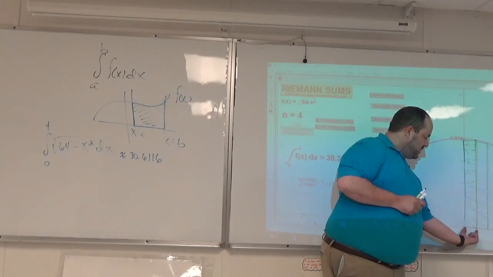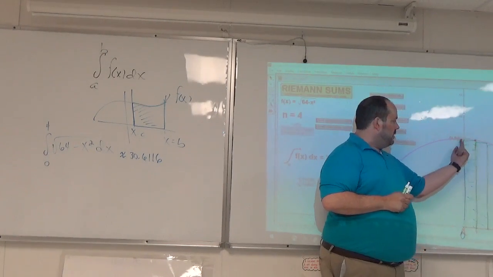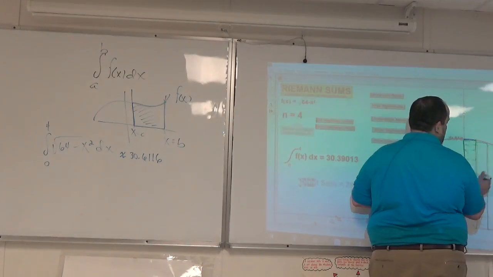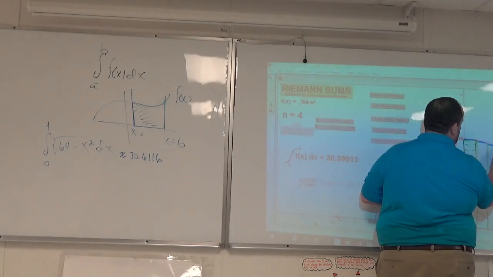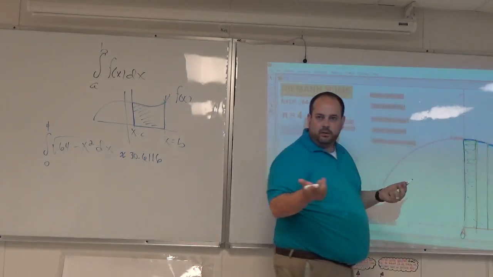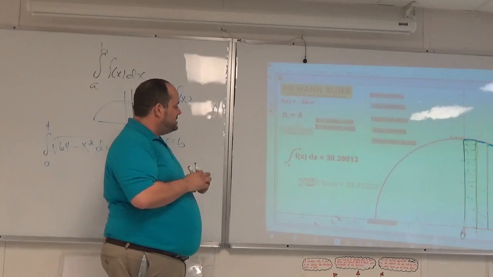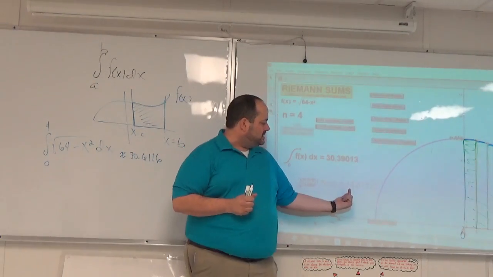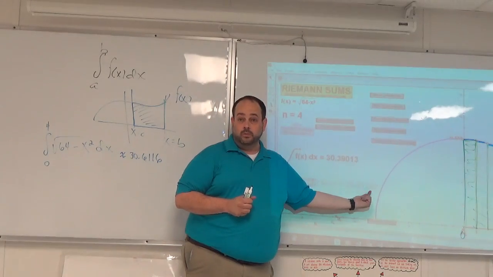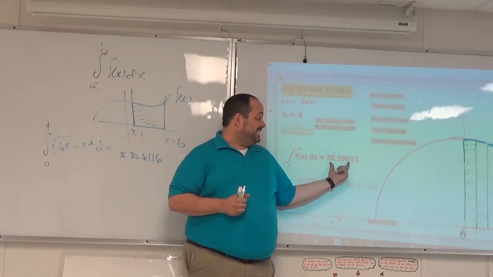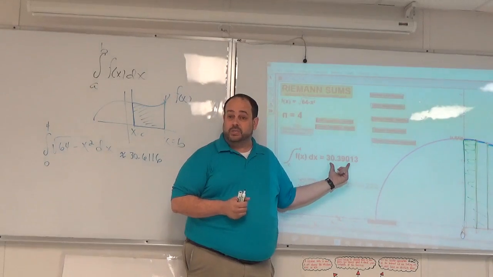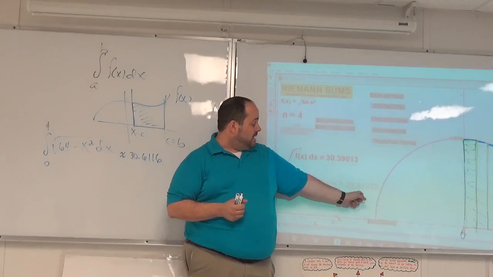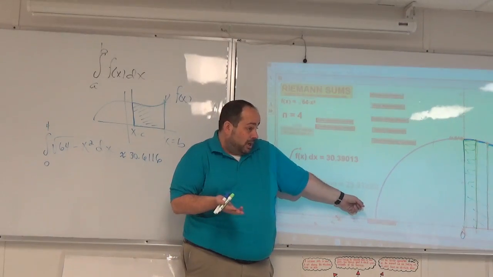Right. On this first rectangle, I'm going to go up, and I'm going to go over, and I'm going to come on down. And what I'm missing is this little piece that's over here, and the second one, this little piece, that little piece, that little piece. Everybody good? So we've got an underestimate. Now, thanks to the magic of Geometry Sketchpad, I can see that the estimate is 29.812. Geometry Sketchpad thinks the real answer is 30.390. So clearly an underestimate. A pretty good underestimate.